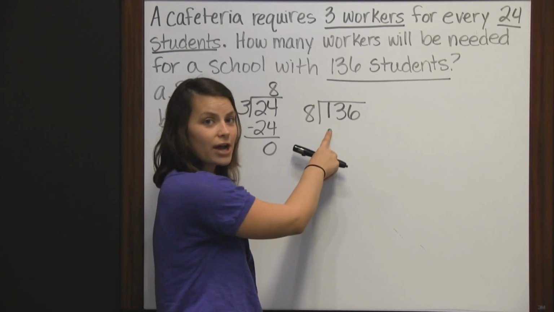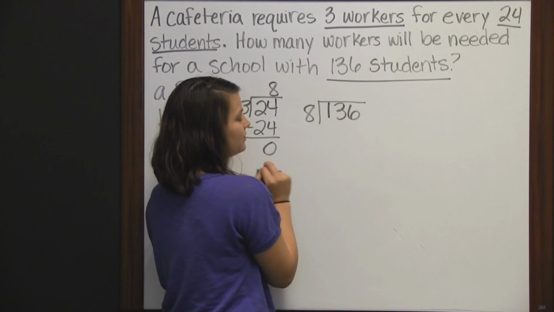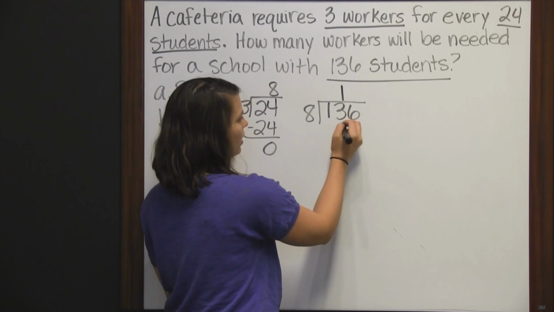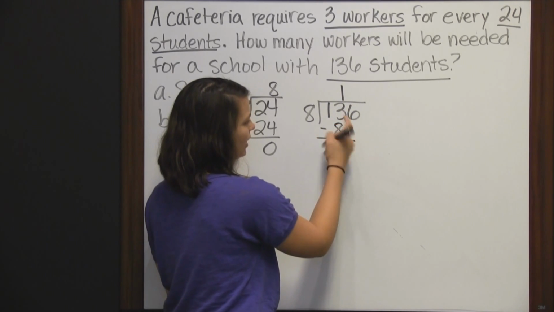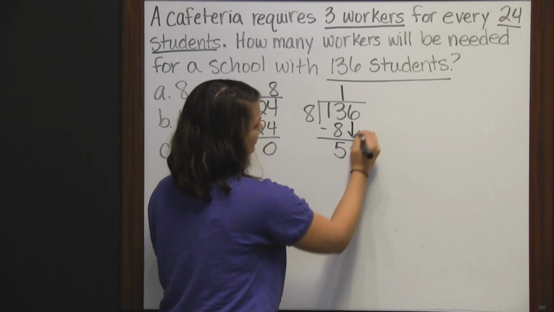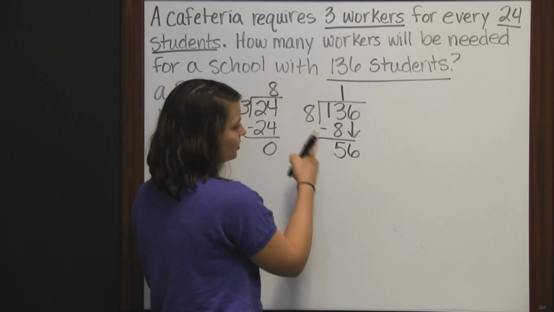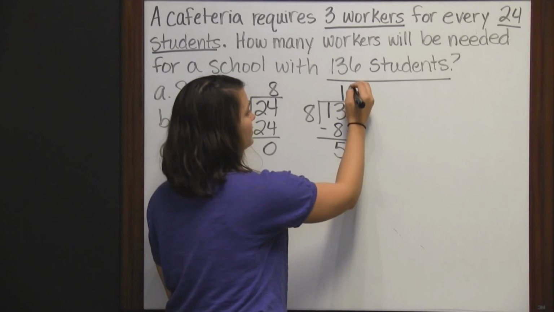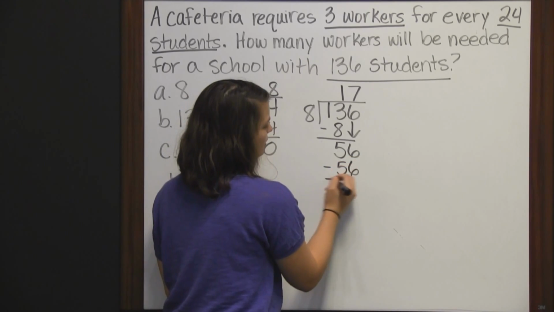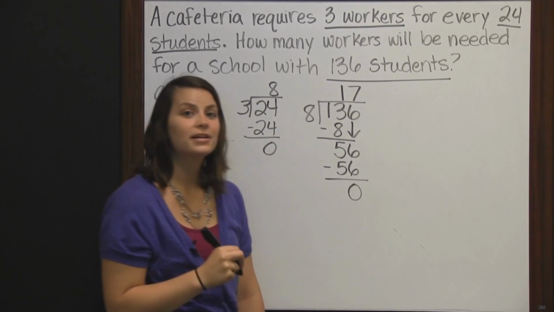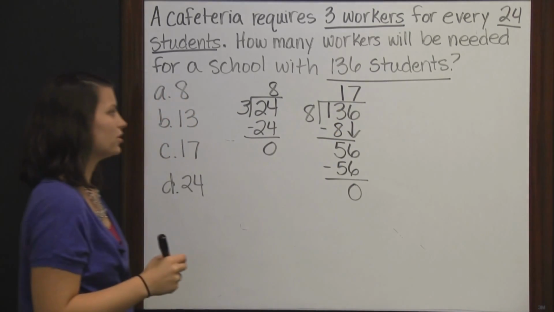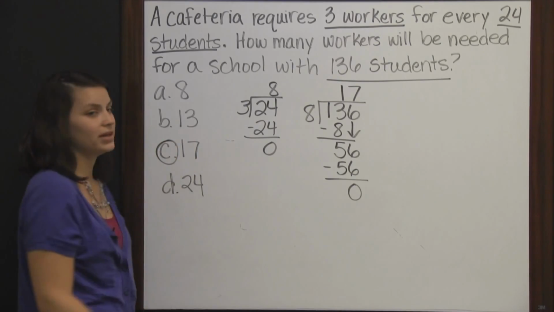8 does not go into 1, but it does go into 13. 8 goes into 13 1 time. 8 times 1 is 8, and when we subtract 13 minus 8, we get 5. Then we bring down our 6. 8 goes into 56 7 times. 8 times 7 is 56. And we subtract and have no remainder. So that means we're going to need a total of 17 workers for these 136 students, which is answer choice C.